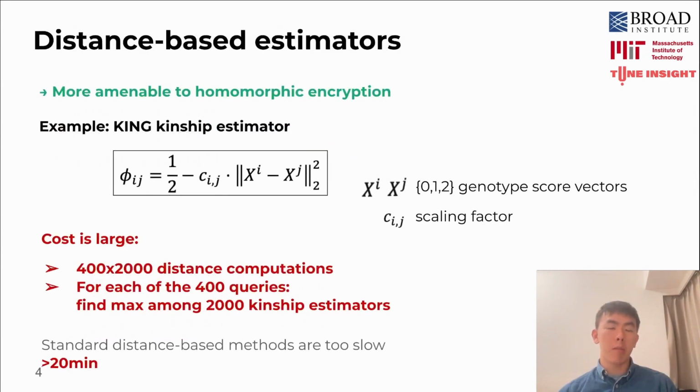So we first tried implementing the KING estimator, as its simplicity attracts us. However, the cost is pretty large because there are a lot of those computations. And for each of the 400 queries, we still need to find the maximum among the 2,000 kinship estimators. Our implementation shows that it will take more than 20 minutes to finish.